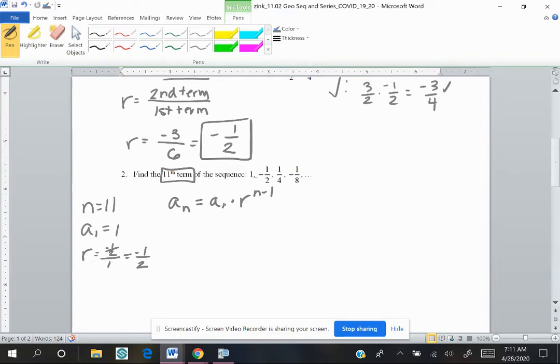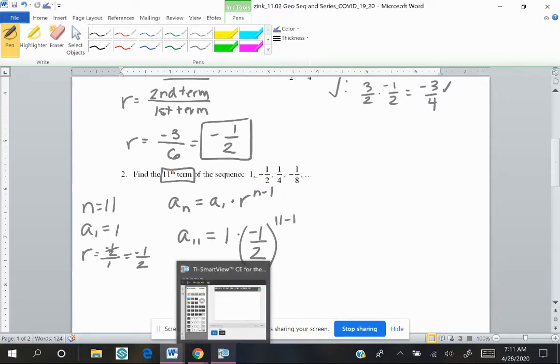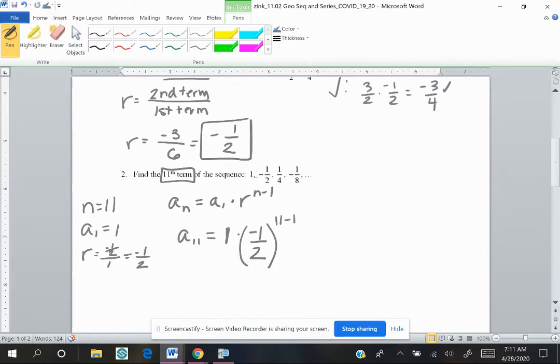And we found a sub 1, r, and n, so it looks like we have everything we need. So a sub 11 is going to equal my first term, which is 1, times my common ratio, which is negative 1/2. And since that's being raised to an exponent, it's extremely important that that goes in parentheses with the negative, raised to the 11 minus 1. Now at this point, you can just type this whole thing directly into your calculator. Be really careful that right now it's a 1, so it's not going to change anything, but this can get tricky if you try to do it in your head.